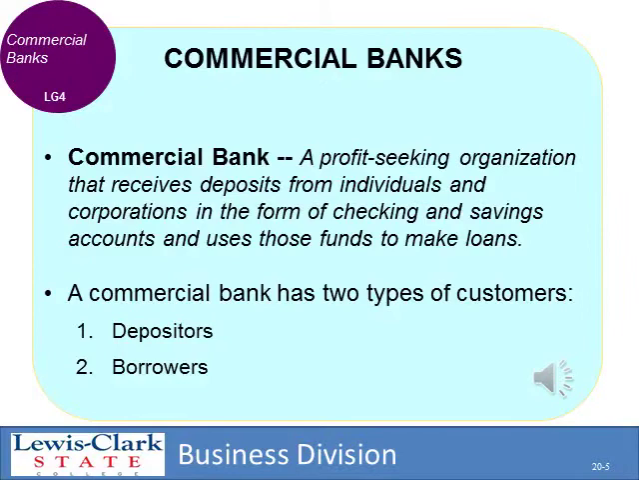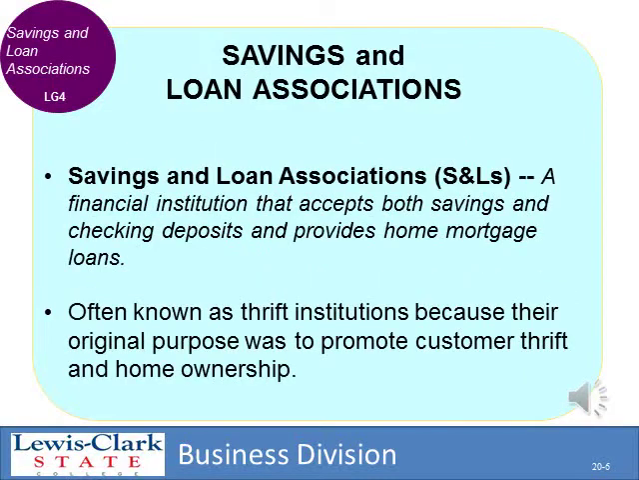As you study this chapter, you'll learn that there are different kinds of financial institutions, and the oldest and most venerable out there is the commercial bank. A commercial bank takes deposits from individuals and corporations and loans that money out. Another type is a savings and loan institution, which takes deposits for both checking and savings accounts, but its primary purpose is to promote home ownership by making mortgages.